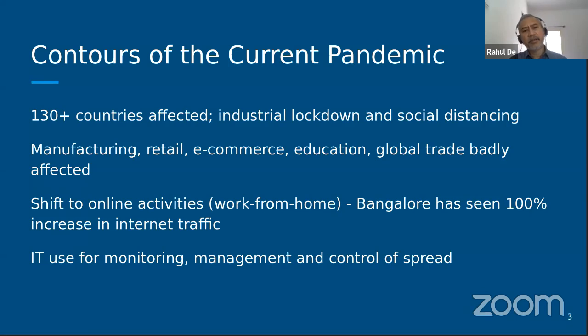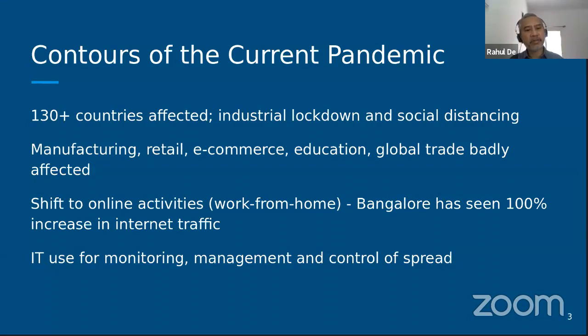Currently, the contours of the pandemic are that it has affected more than 130 countries. It is almost all countries in the world, and it has forced almost everybody to go into industrial lockdown and social distancing, which basically means there is almost no manufacturing going on, there's no work going on. And since we are in an industrialized era, this means a huge portion of our workforce is unemployed right now. And of course, we have to maintain social distancing. So a lot of the things we took for granted, just like coming to IIM Bangalore and having a meeting or having classes, all that is now shut down. So the industries affected are across the board: manufacturing, retail, e-commerce, education, global trade.